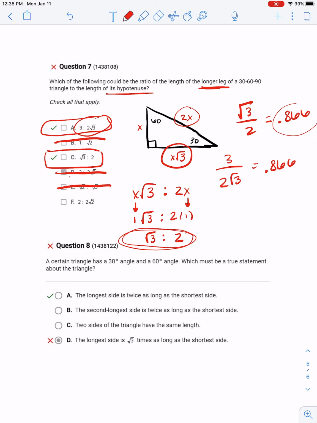And then the last one, 2 divided by 2 square root of 2. 1.414. So there's only 2, A and C, that work, okay?